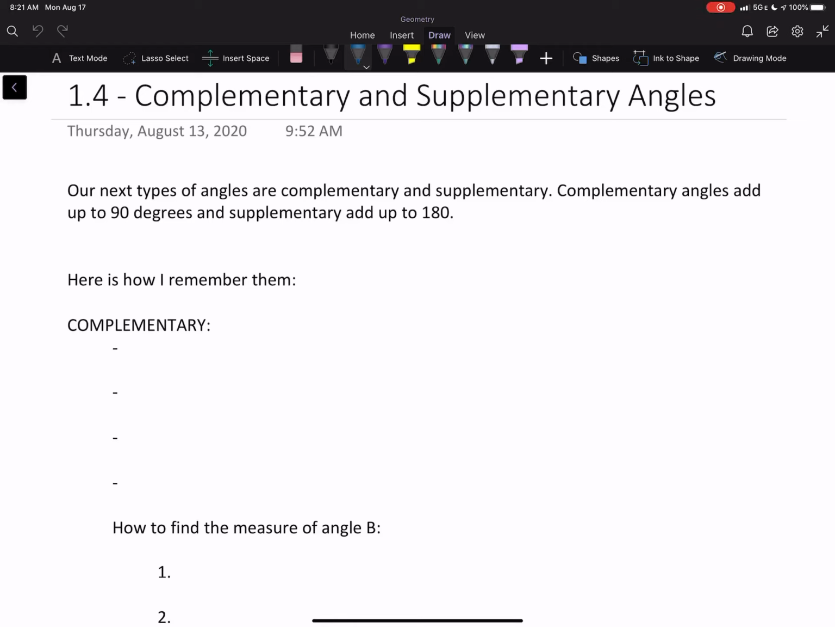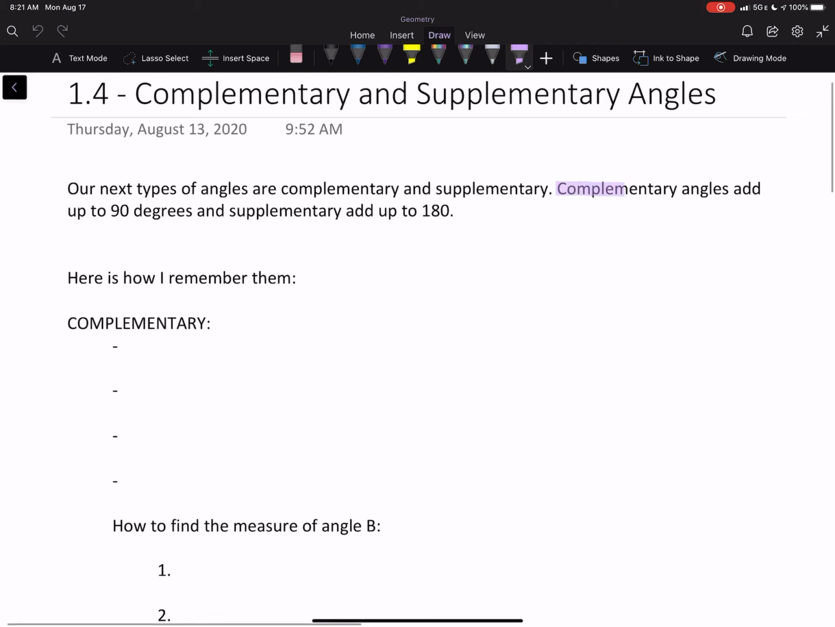Welcome to lesson 1.4, complementary and supplementary angles. In this lesson, we're going to talk about two types of angles. One is called complementary angles, and those are angles that add up to be 90 degrees. And the other type is supplementary angles, and they add up to be 180 degrees.